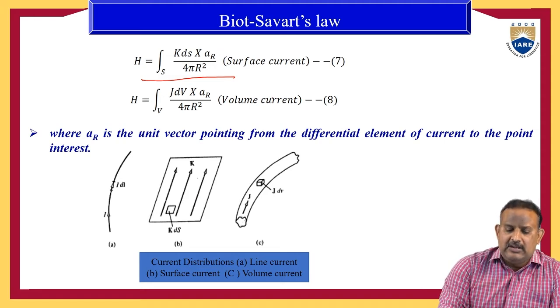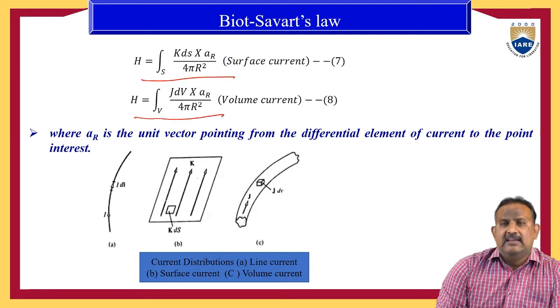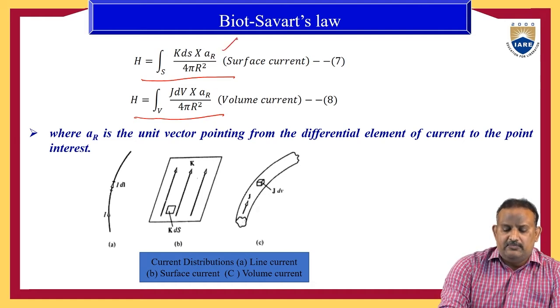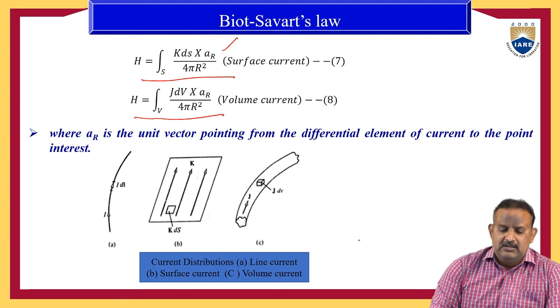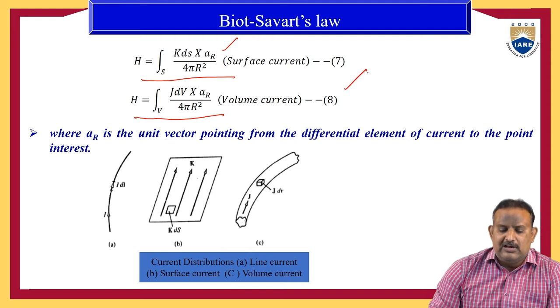Similarly, for volume current, the magnetic field intensity H is equal to the volume integral of J dV cross aR by 4 pi R squared. So this is about the magnetic field intensity due to surface current and the magnetic field intensity due to volume current.